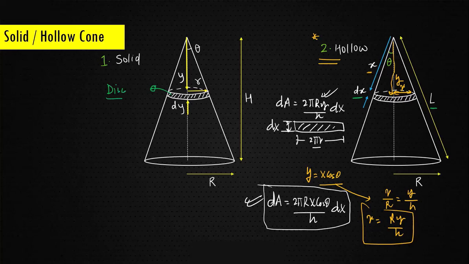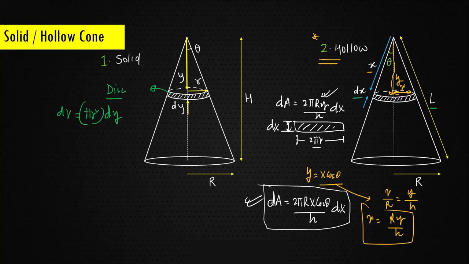It has a radius of small r. So what is the volume of the disk? Can I say the volume dV should be equal to pi r square into dy? Here the thickness is dy. In this equation, you don't have to take the slant length. The only thing is the vertical length is dy. So dV becomes pi r square into dy.